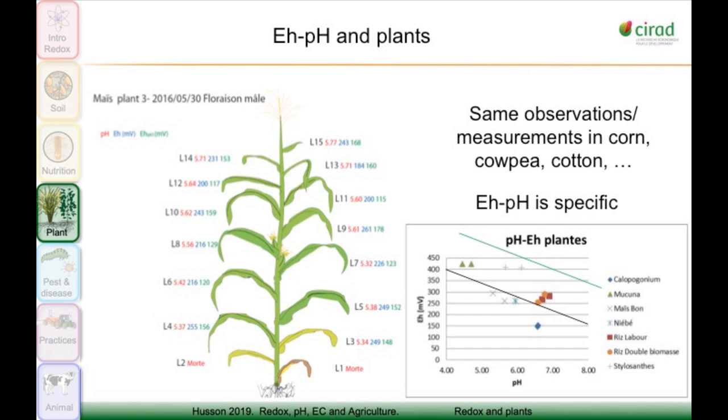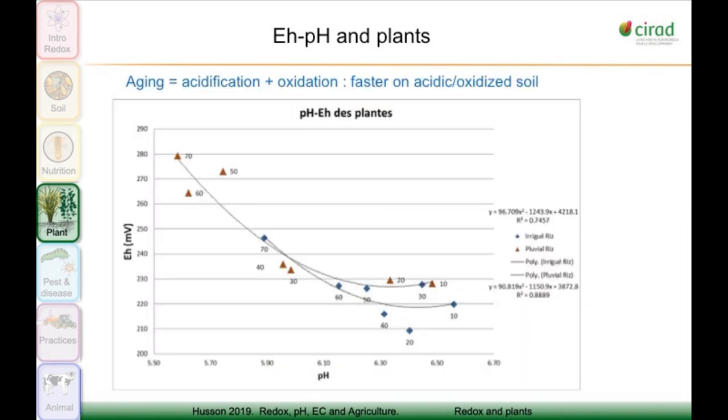Okay, the plant. And we measure the blue one, it's in a soil which is waterlogged, so it's low redox and high pH. The brown one is in a soil with low pH, high EH. Okay. And what we see is that aging is oxidation and acidification, but the plant grown at high pH has a higher pH, the plant grown at high EH has a higher EH. And aging, in fact, is much, much faster when the soil is acidic and oxidized. Okay? And you will go up to a high redox level.